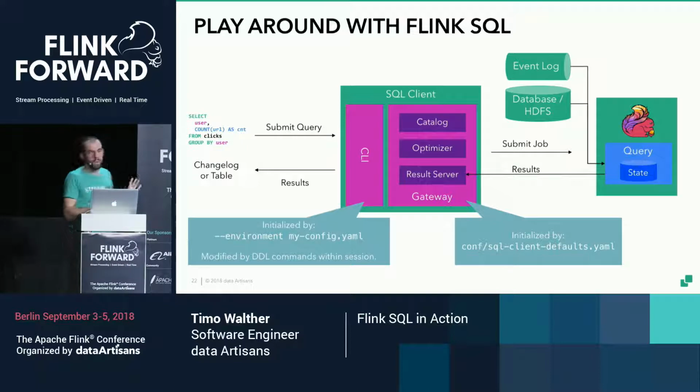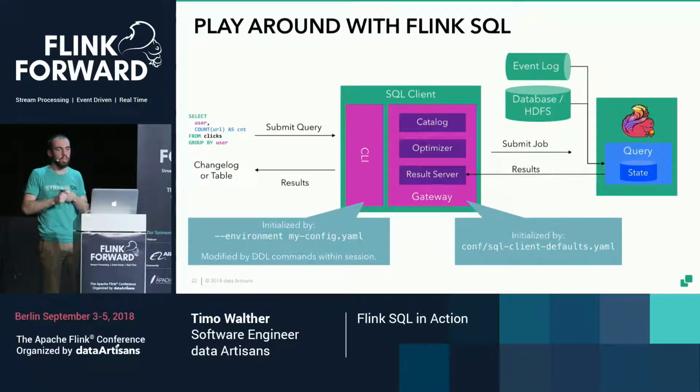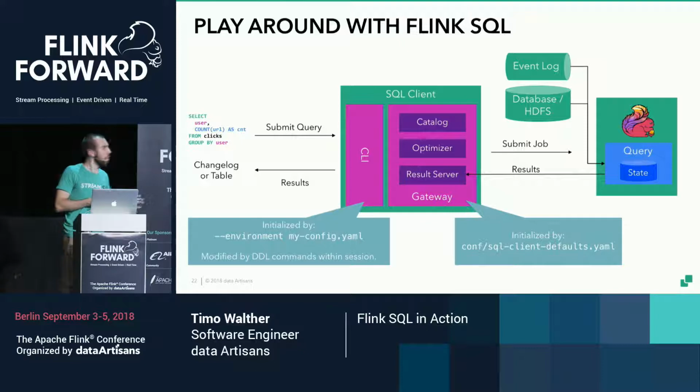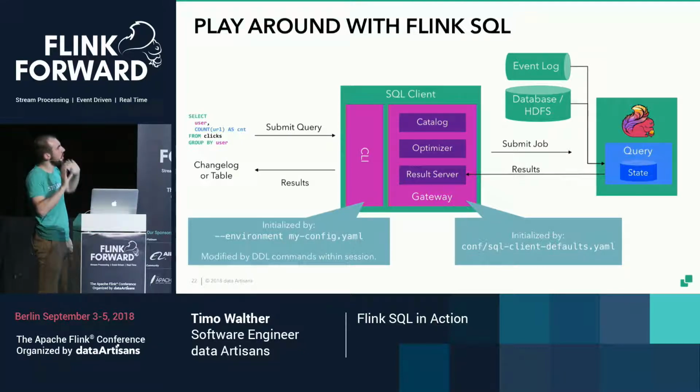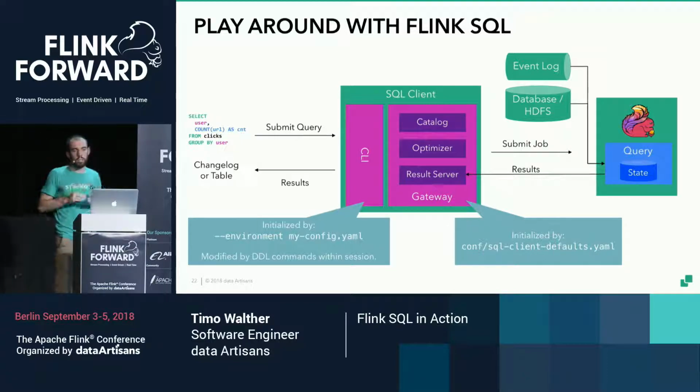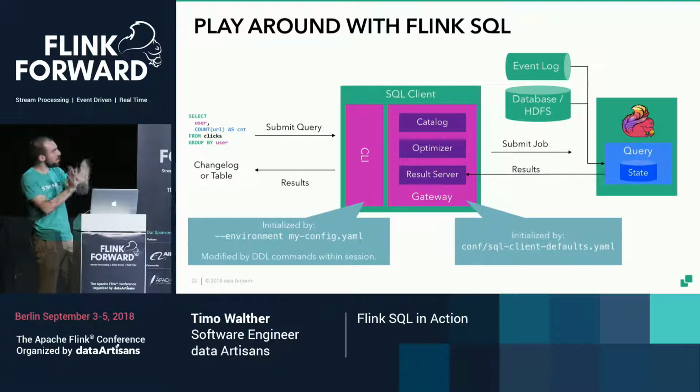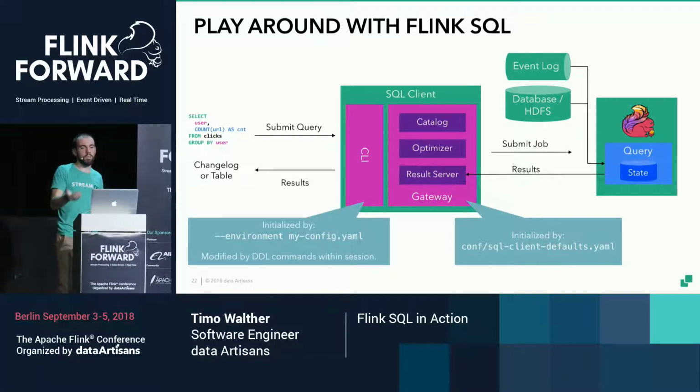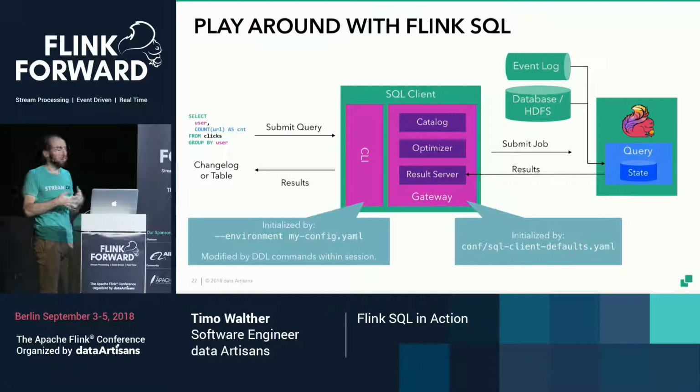So I quickly want to explain how the SQL client works underneath. As you can see, the SQL client is in the middle, and it's actually split up in two components. The left component is the CLI, and the right component is the gateway. The gateway is, as the name suggests, the gateway to Flink. It performs the optimization, it talks to the Flink cluster, and it can also retrieve the results back so that you can play around with Flink SQL, and the gateway will then give the results to the CLI and print it out to the user.